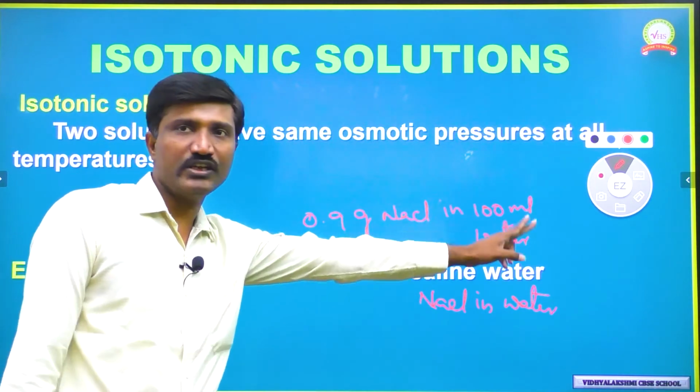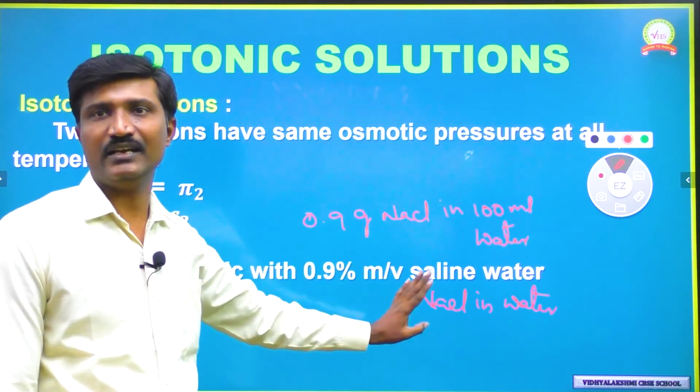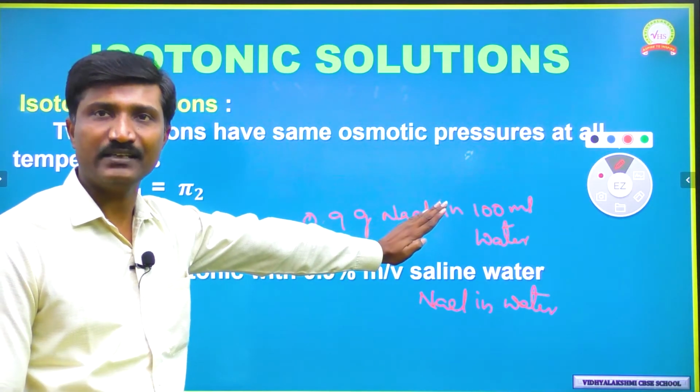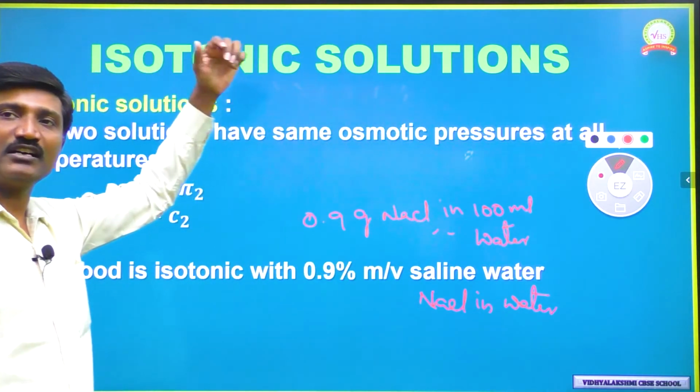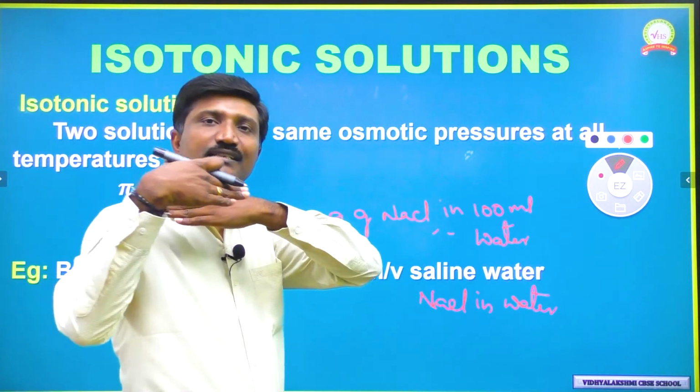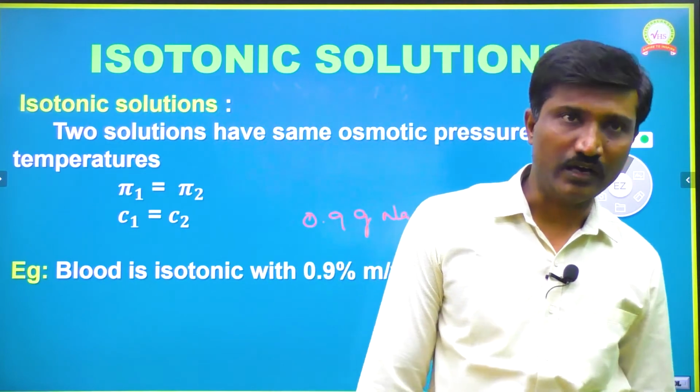Okay. If we prepare NaCl in water at this concentration, then that solution shows a certain osmotic pressure. That same osmotic pressure is shown by our blood. Then only can we inject that saline water into our body.